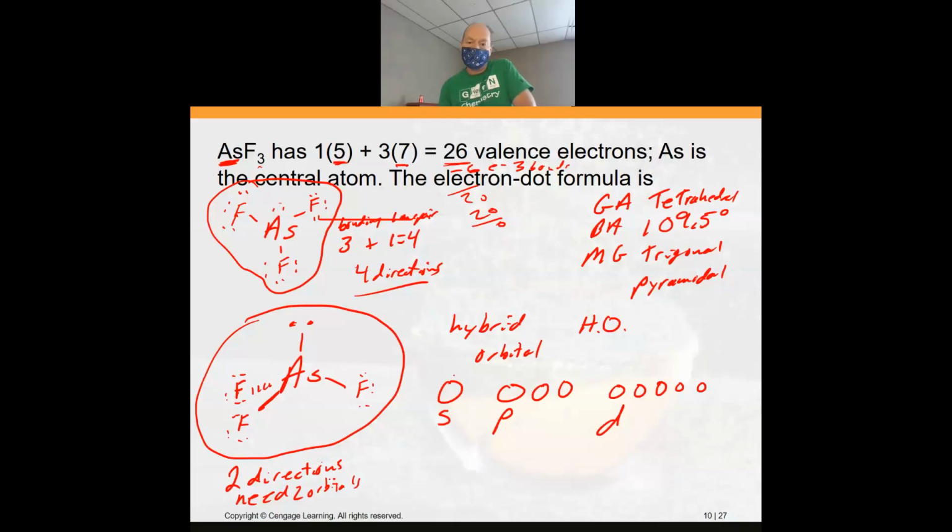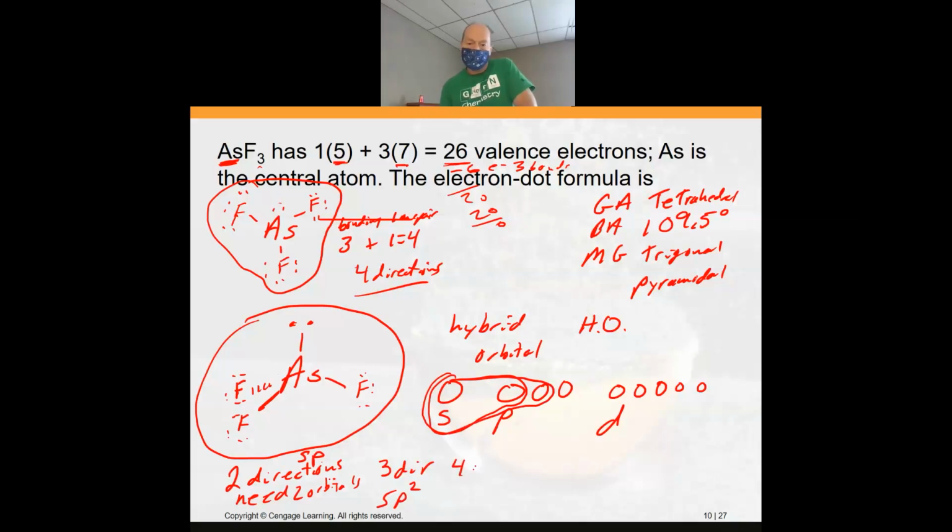All right, and so it's going to take the S orbital, and it's going to take one of the P's. So two directions is SP. Three directions, now we need three orbitals. So we take the S, and we take two P's. And that is called SP2.